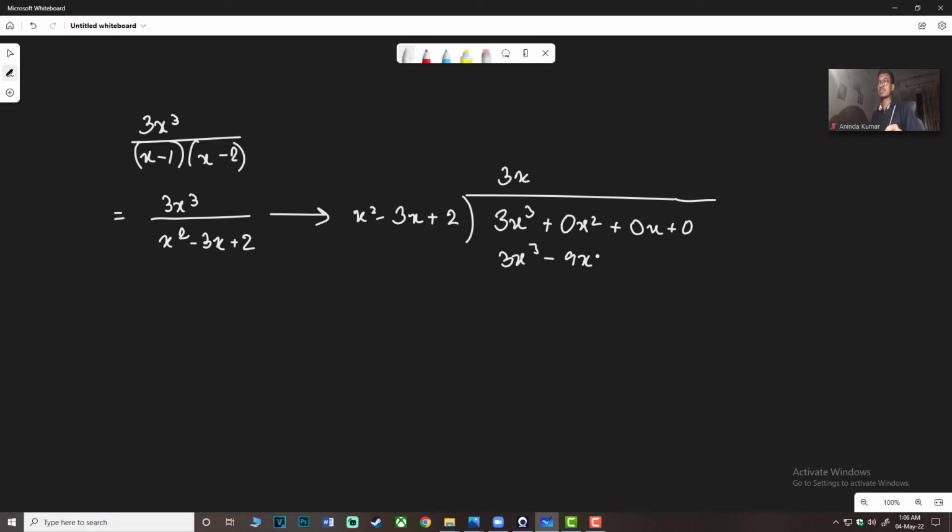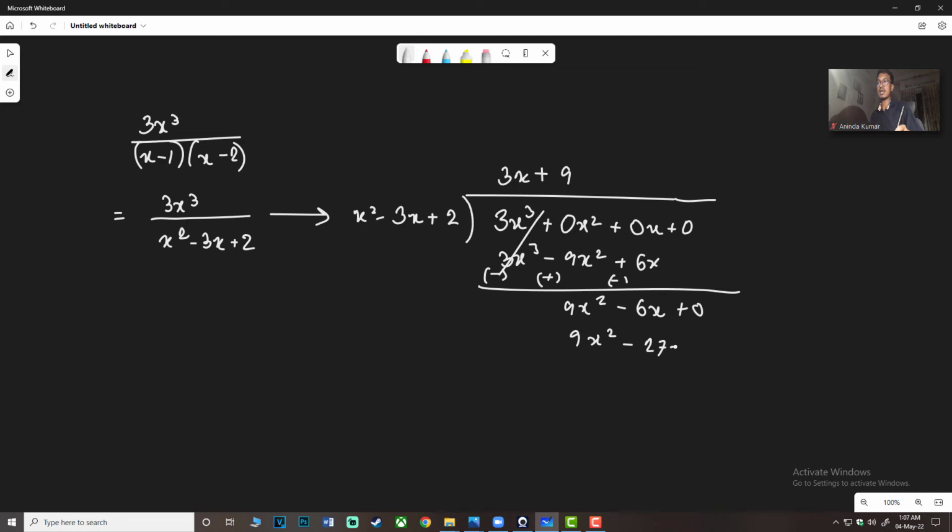So 3x cube minus 9x square plus 6x. Okay, so change the signs like this, and like this. So 3x cube minus 3x cube cancel out. 0 plus 9x square is 9x square, and 0 minus 6x is minus 6x, and we have plus 0 over here. Okay, now what do we have to multiply with x square to get 9x square? Positive 9. So we have positive 9x square minus 3 9 is 27x plus 18.